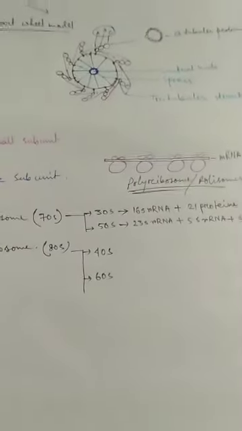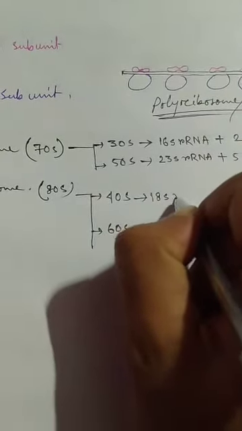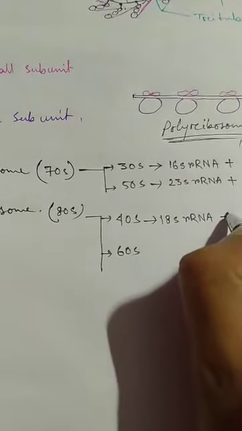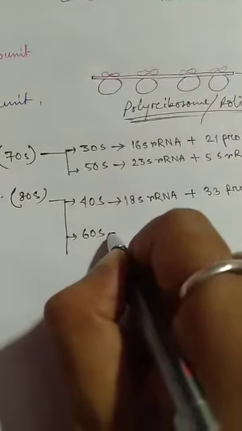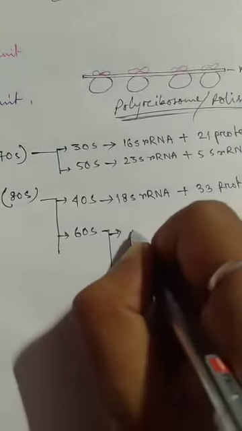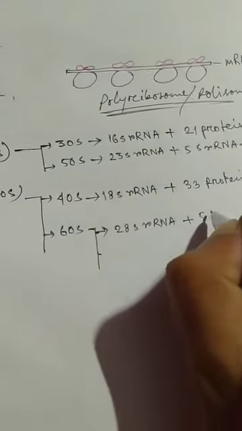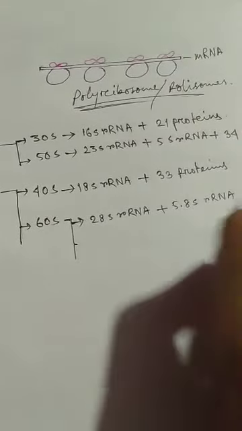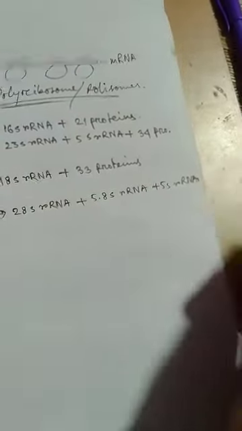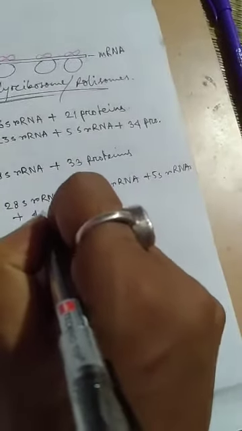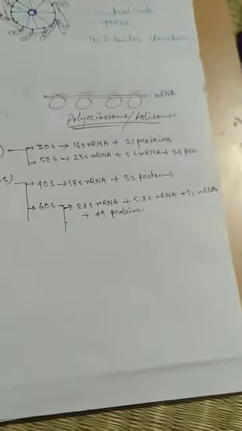Then we come to the eukaryotic ribosome. The 40S subunit, the small subunit of the eukaryotic ribosome, is made up of 18S rRNA plus 33 proteins. Okay, and 60S is composed of 28S rRNA plus 5.8S rRNA plus 5S rRNA plus 49 proteins. These are the constituents of the eukaryotic ribosomes.